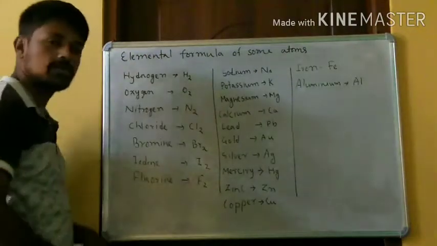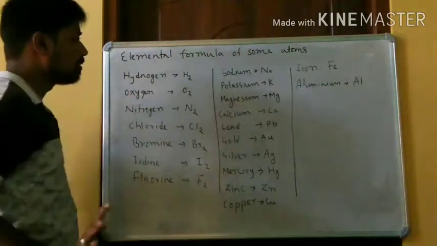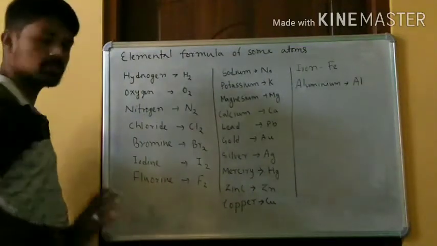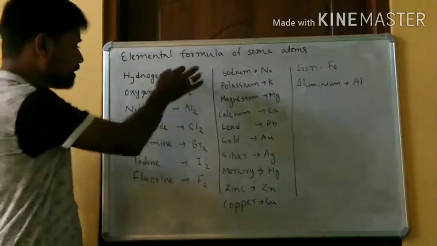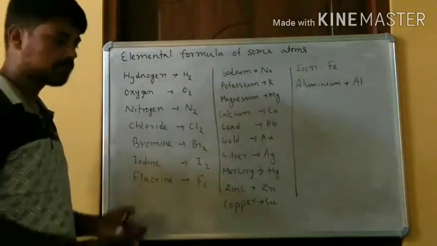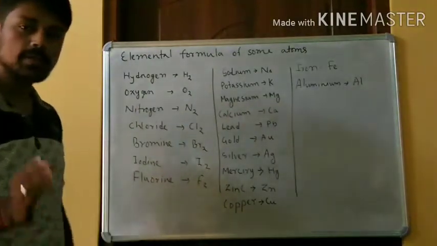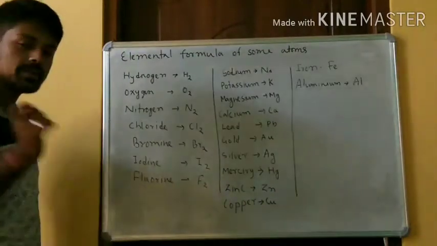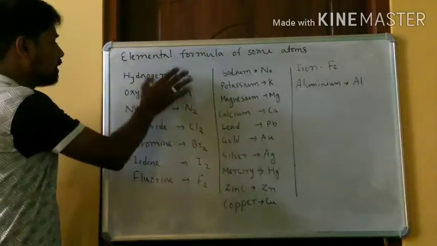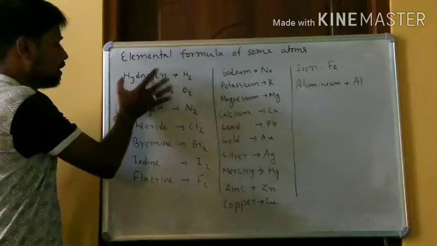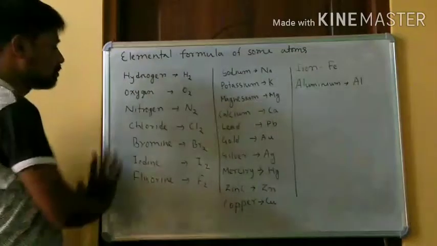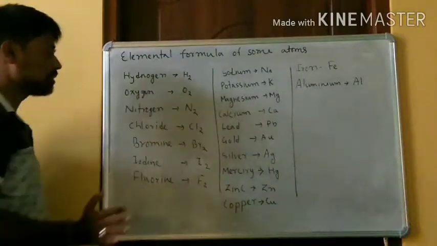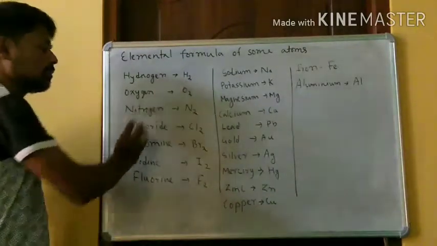Okay students, in this table I will write the formulas of frequently used atoms. These are elemental formulas. Elemental formula means whenever you see only the name of one element, if only hydrogen is written in some case, then we will use the formula H2. If only oxygen is used, then we will use the formula O2.